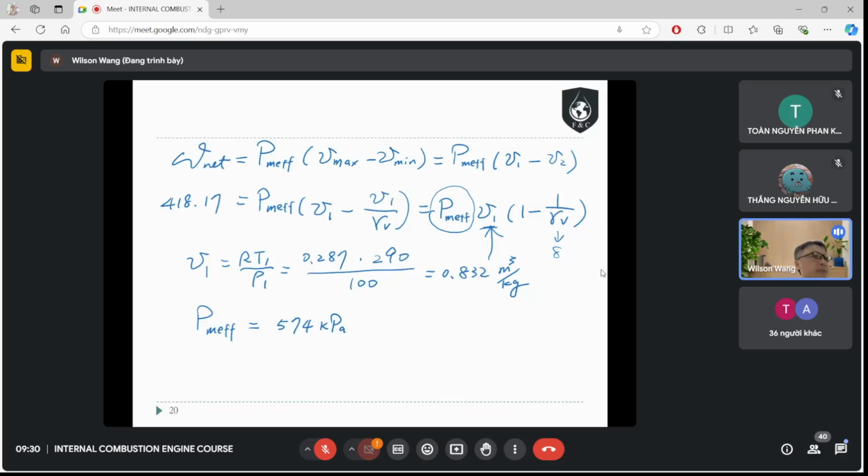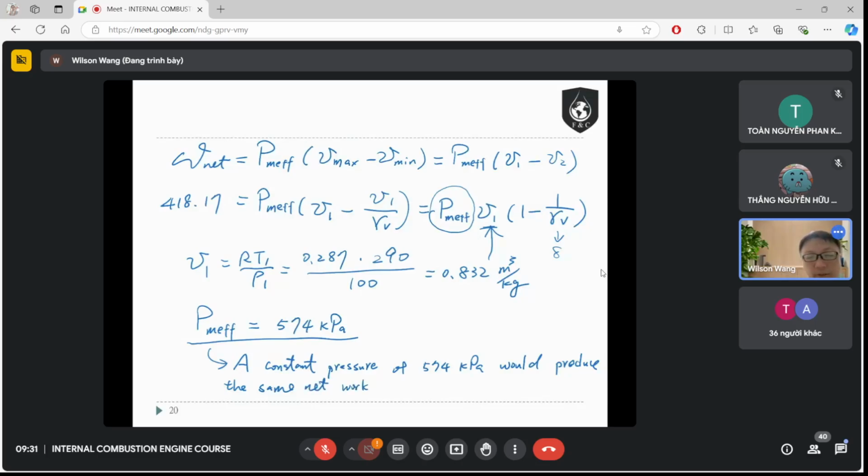Okay, so what does this mean? The mean effective pressure, what does this mean? This means a constant pressure of 574 kilopascal will produce the same network output as the entire cycle.